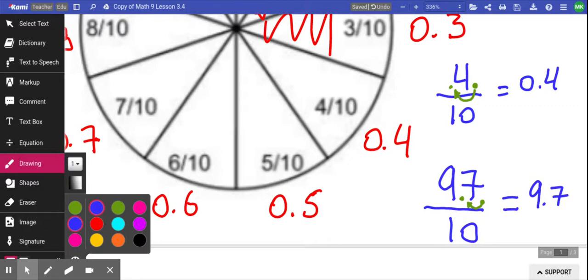If I was dividing by 100, I would move the decimal 2 to the left. If I was dividing by 1,000, I would move 3 to the left. 10,000, 4 to the left, and so on and so forth. However many zeros there are is how many times you move it. 1 zero means 1 spot. 2 zeros, 2 spots, so on and so forth.